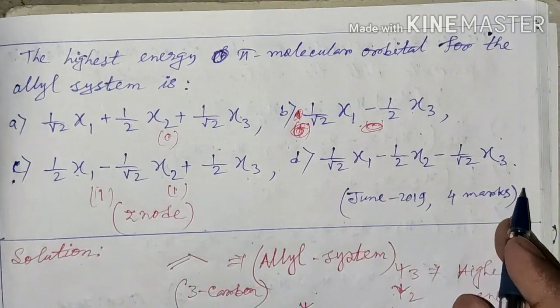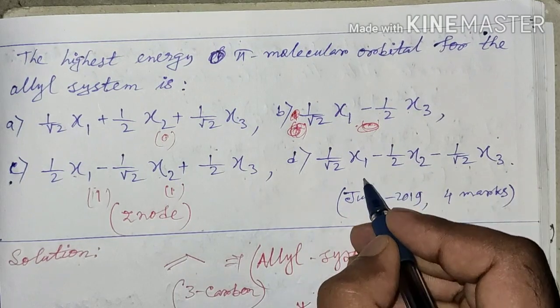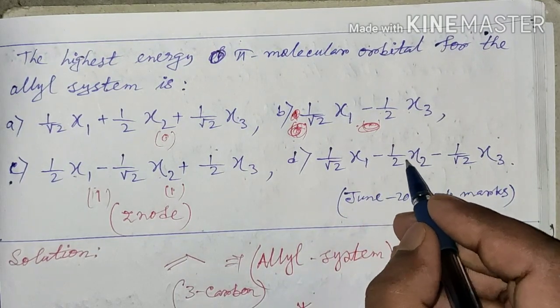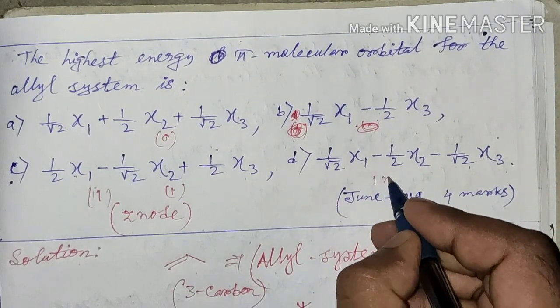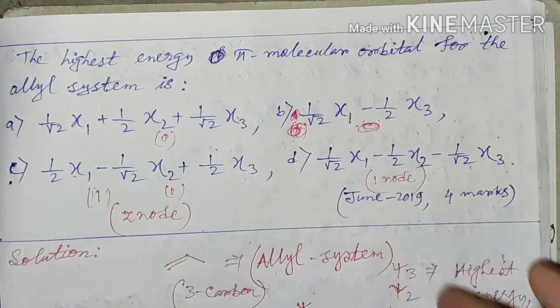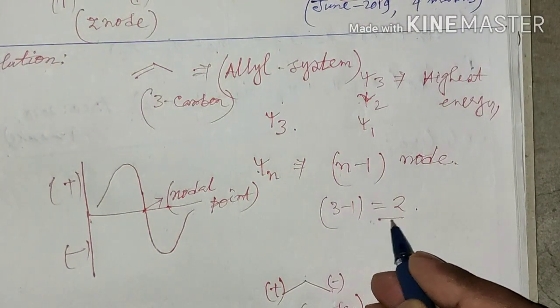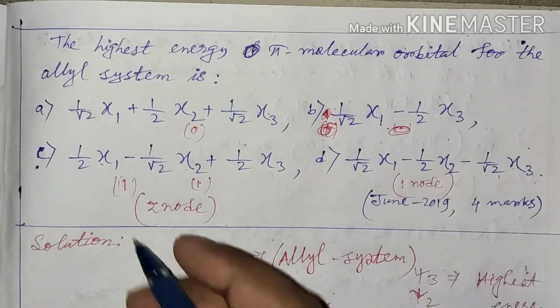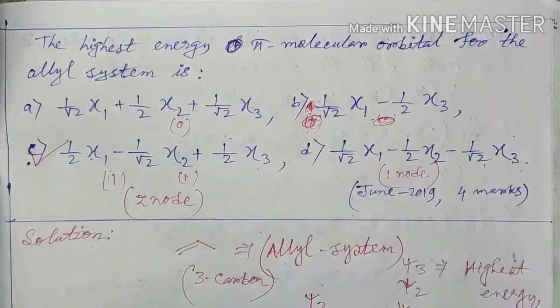In the case of the last one, it is changing its sign going from carbon 1 to carbon 2, so 1 node, but the sign remains the same from carbon 2 to carbon 3, so it will contain 1 node. Now the highest molecular orbital energy level contains 2 nodes, so this corresponds to the highest energy pi molecular orbital for the allyl system.